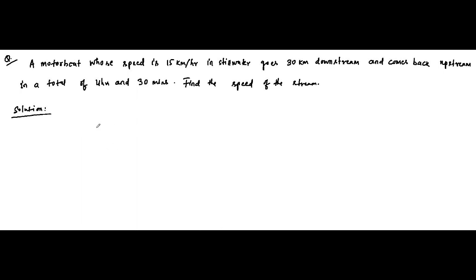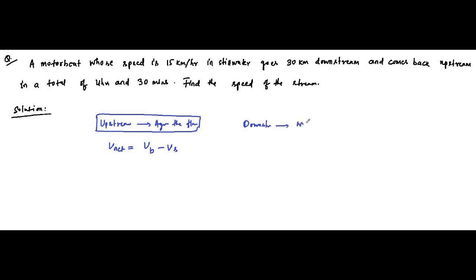We have to understand the concept of relative velocity when it comes to upstream and downstream. So when it is upstream, that is against the flow of the stream, the net velocity is equal to the velocity of the boat minus the velocity of the stream. And when it is downstream, that is with the flow, the net velocity is equal to the velocity of the boat plus the velocity of the stream.